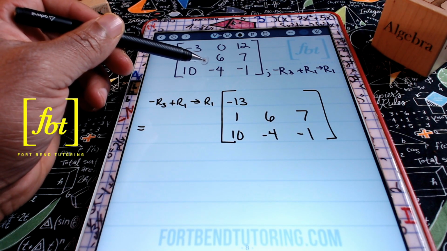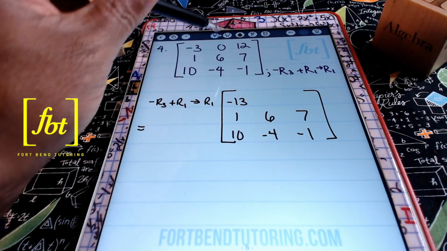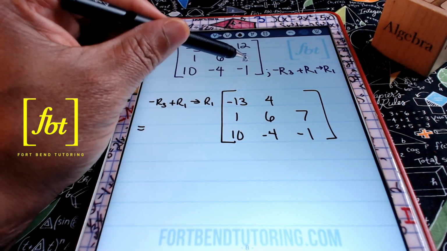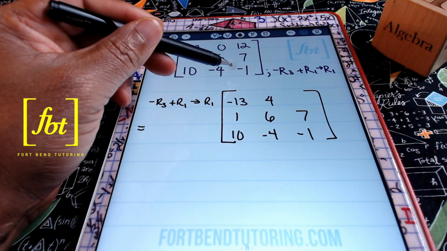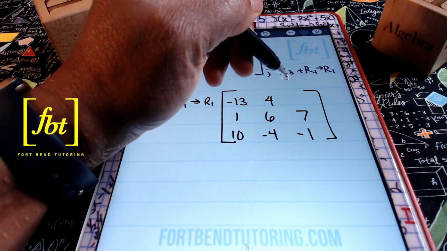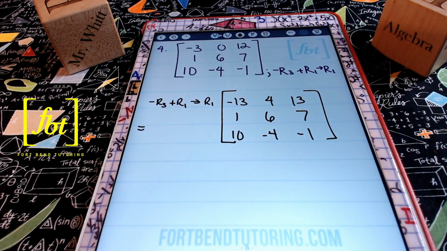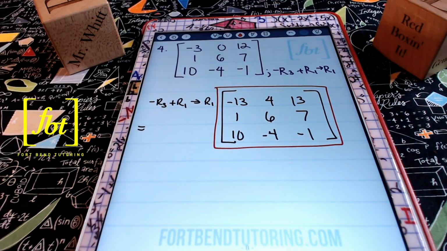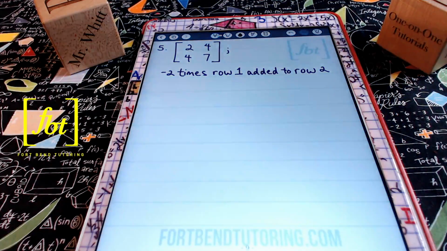So the opposite of negative 4 is positive 4. Then adding 4 plus 0, we end up with positive 4 as I write that in my new row 1. Finally, the last term in row 3, we'll find the opposite of negative 1, which is positive 1, and then add positive 1 to 12 to get 13 as the final element in our new row 1. Red, box it. Just like that, guys. Just going through these row operations for our matrices. That means we're moving on to our next problem, which is problem number 5.